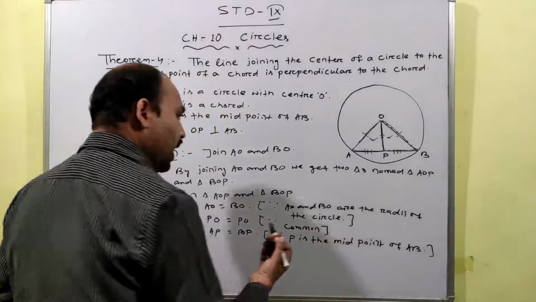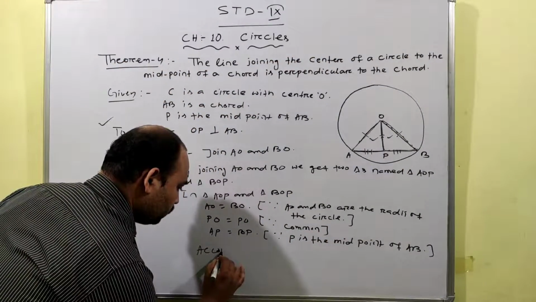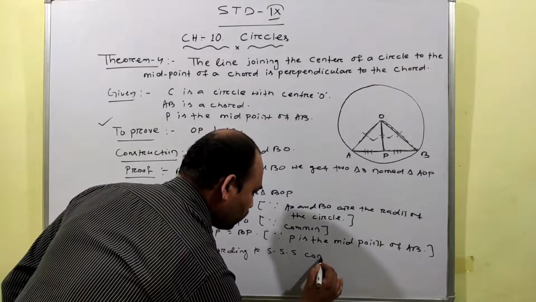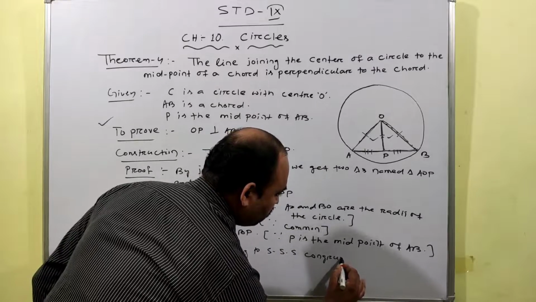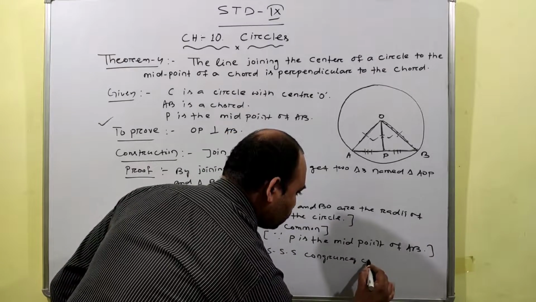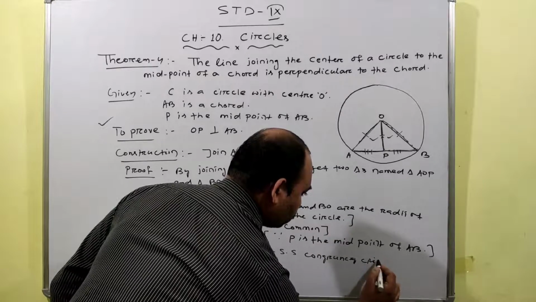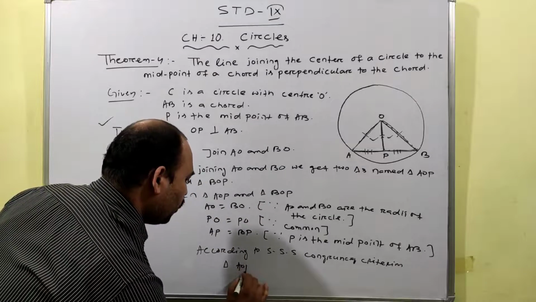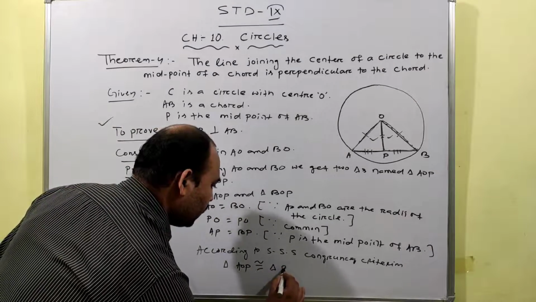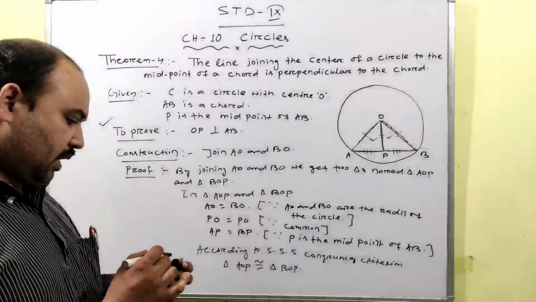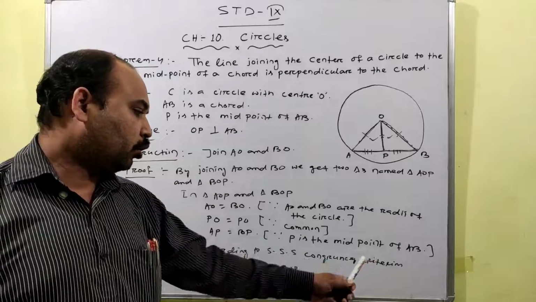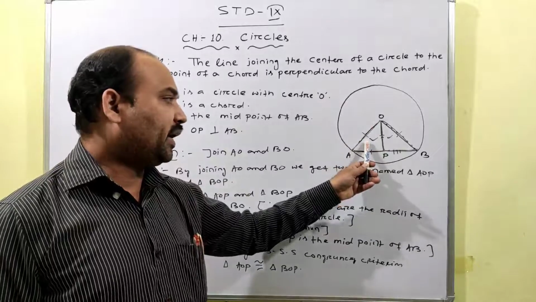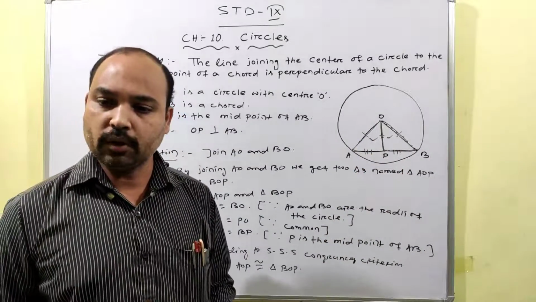Clear? So we'll write that according to side congruency criterion, triangle AOP is congruent to triangle BOP. Now we got that according to side congruency criterion, AOP is congruent to BOP. Now we got that AOP triangle and BOP triangle both are congruent.